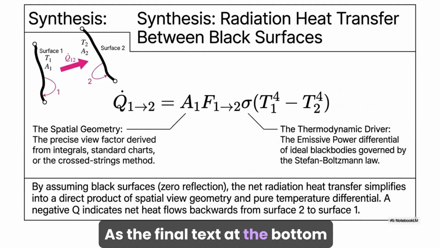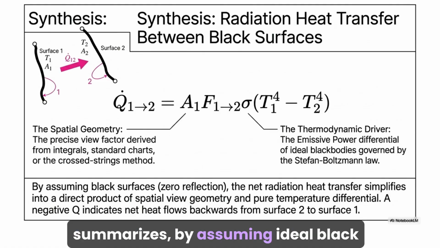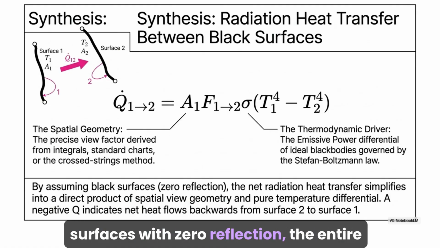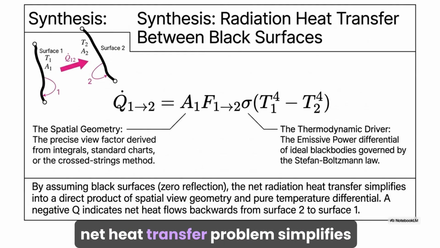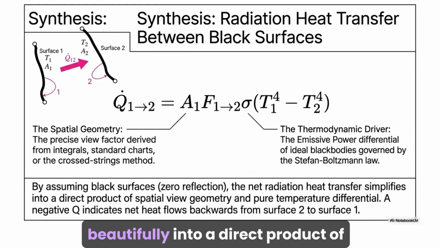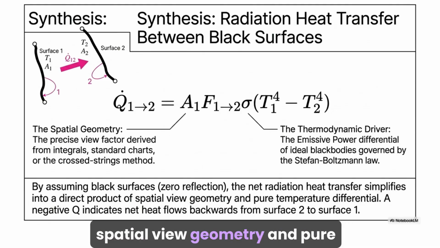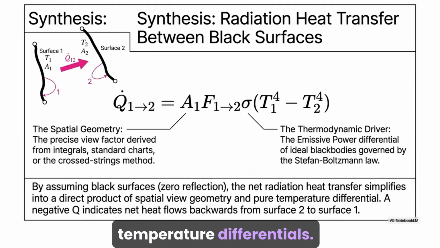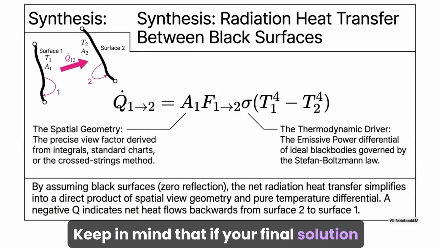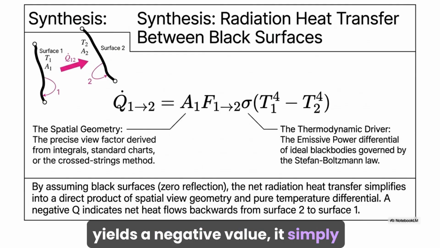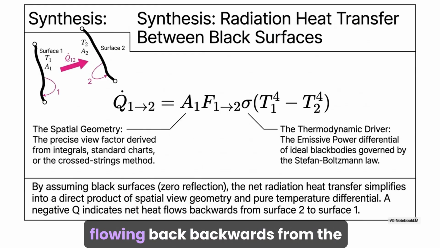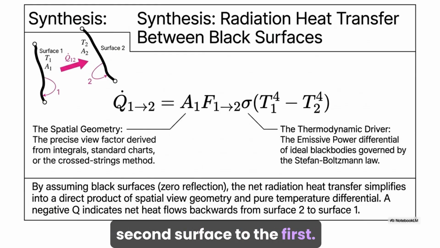As the final text at the bottom summarizes, by assuming ideal black surfaces with zero reflection, the entire net heat transfer problem simplifies beautifully into a direct product of spatial view geometry and pure temperature differentials. Keep in mind that if your final solution yields a negative value, it simply indicates that net heat is physically flowing backwards from the second surface to the first.